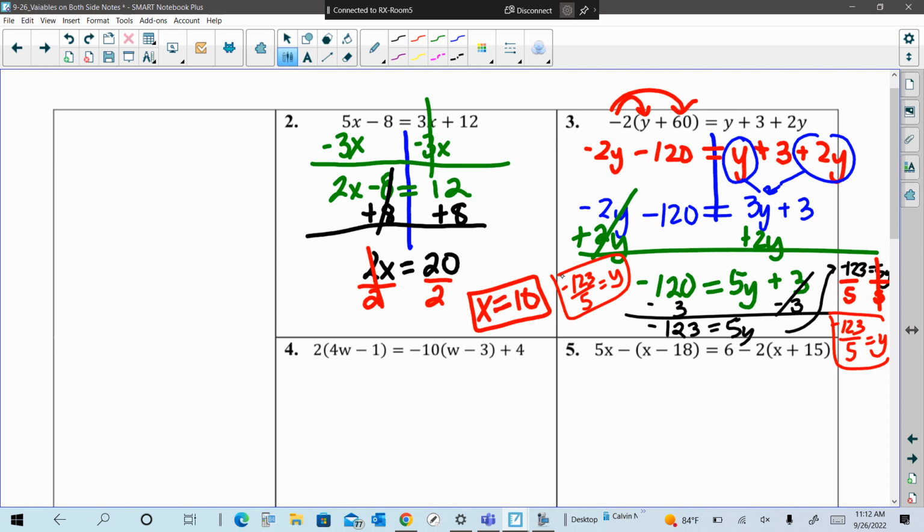All right, so on number 4, see if you can identify the first step and do it. Have it written on your paper. You should have 2 sets of distributing. You need to distribute the 2 to the first set of parentheses. And don't forget your sign, a -2, 10, yes.